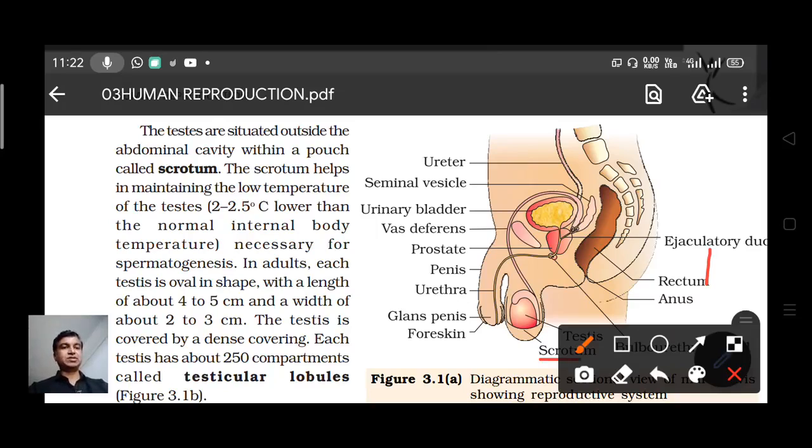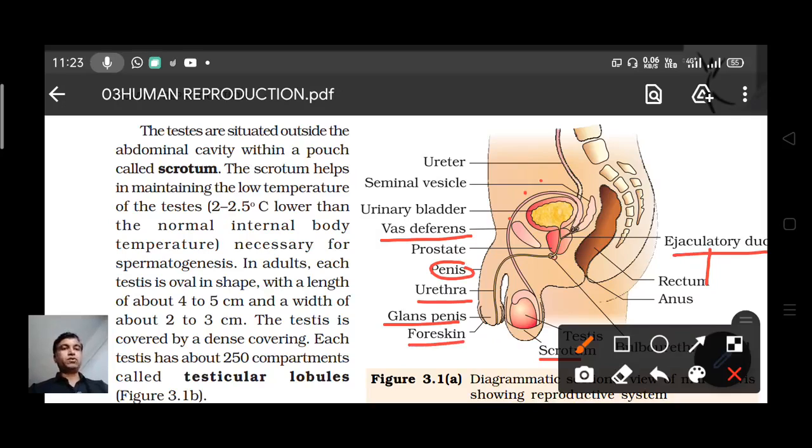From the testis, an accessory duct arises, that is the vasa deferens. The vasa deferens will encircle the urinary bladder and combine with the duct of the seminal vesicle, called the ejaculatory duct. The ejaculatory duct again combines with the urethra. Then the urethra passes into the penis. Clear? The male genital organ is the penis, which is a little bit enlarged toward the tip, that is the glans penis, and it is covered by the foreskin.